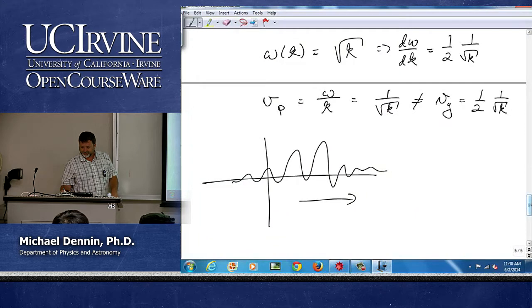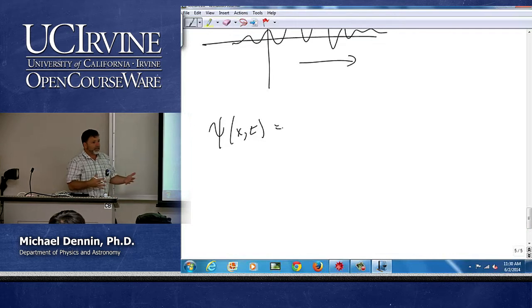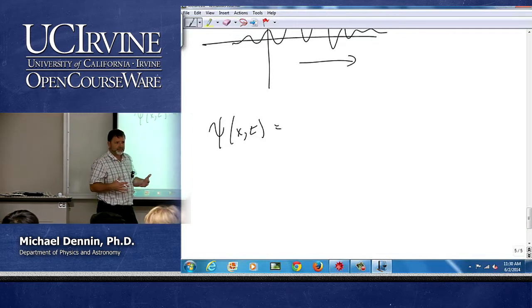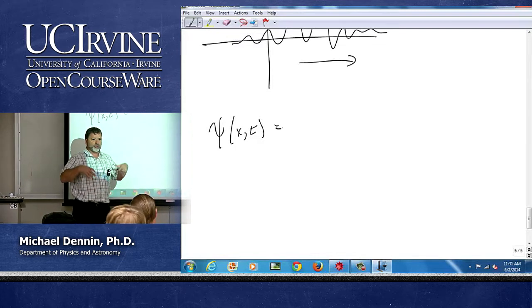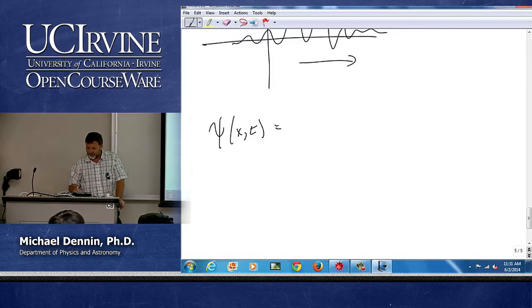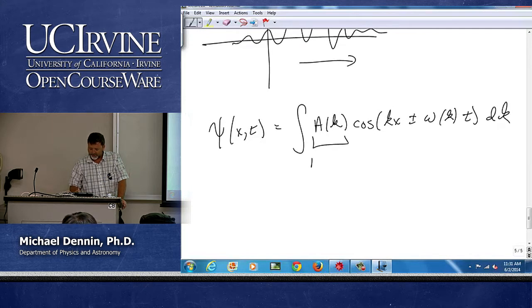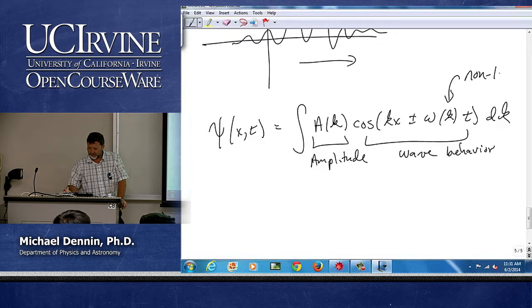Now I can take those and make a wave packet. Basically what I'm doing, in this case, because I'm using all values of k, what do I use to make my wave packet? If I want to sum over all values of k, I'm going to use what mathematical operation? Integral, because I'm summing my pieces. So I will have an integral over some amplitude as a function of k, cosine of kx plus or minus omega of k times t, dk. So this is my amplitude. It tells me how much of each wave number I have, and this is the basic wave behavior. And here's my nonlinear omega of k.